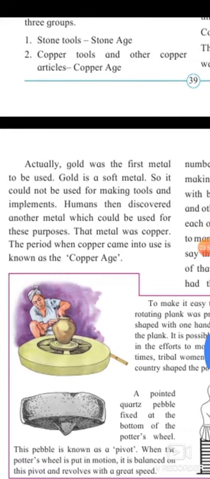Humans then discovered another metal which could be used for these purposes. For converting into jewelry, they used some different metals also. That metal was called copper. The period when copper came into use is called the copper age.